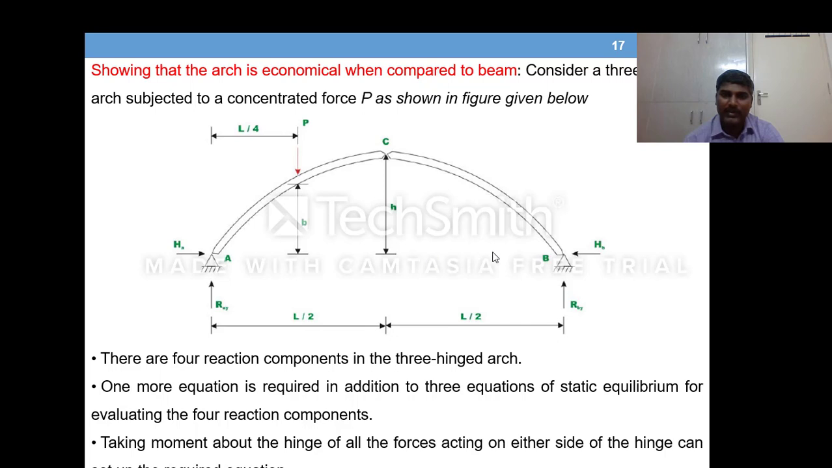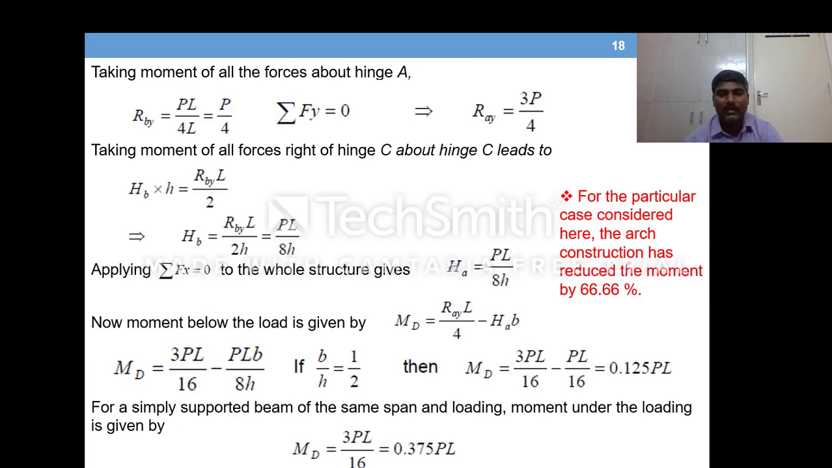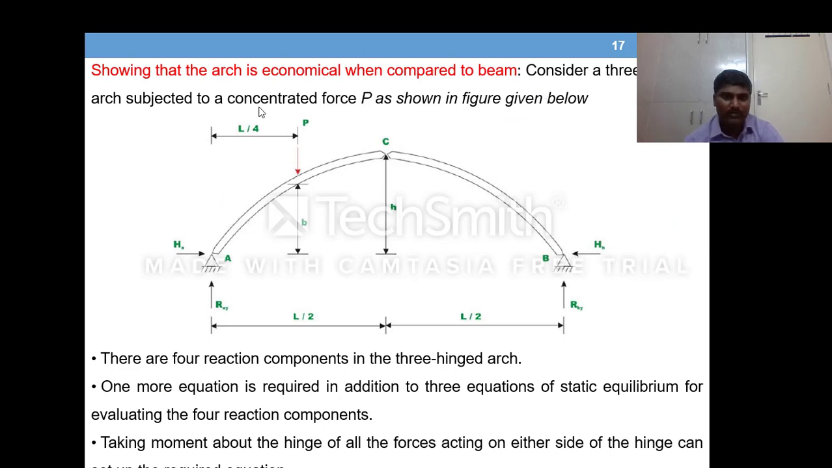by a beam, the same load, same span, all that. So what will be the bending moment under the point load? It is 3PL by 16. So vertical reactions will never change because we have not changed the load position. So reaction at A is 3P by 4 into the distance L by 4. That is the bending moment at this point.